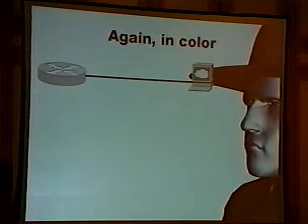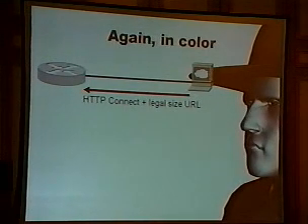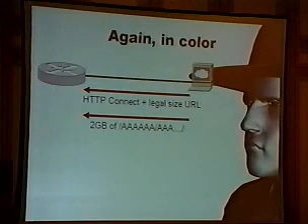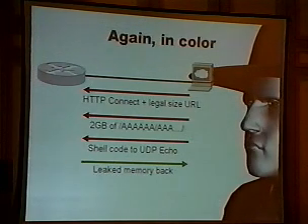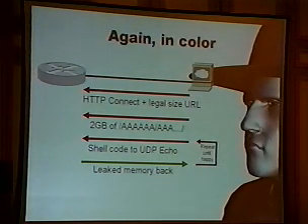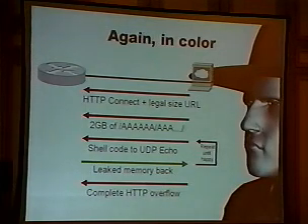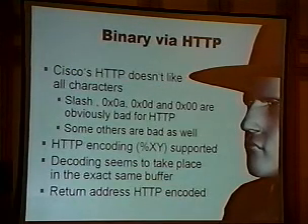Now here's that in color again. Send the HTTP connect and do a legal-sized URL GET. Send 2 gigabytes of A's. Recommendation: you might actually want to substitute it with B's, because I have seen multiple pieces of software matching for long strings of A's. We send a shellcode in the UDP echo. We get back the leaked memory, 19K of it. We repeat until happy. We complete the HTTP overflow, and that's it. Now, this is way more reliable than the heap overflow stuff.